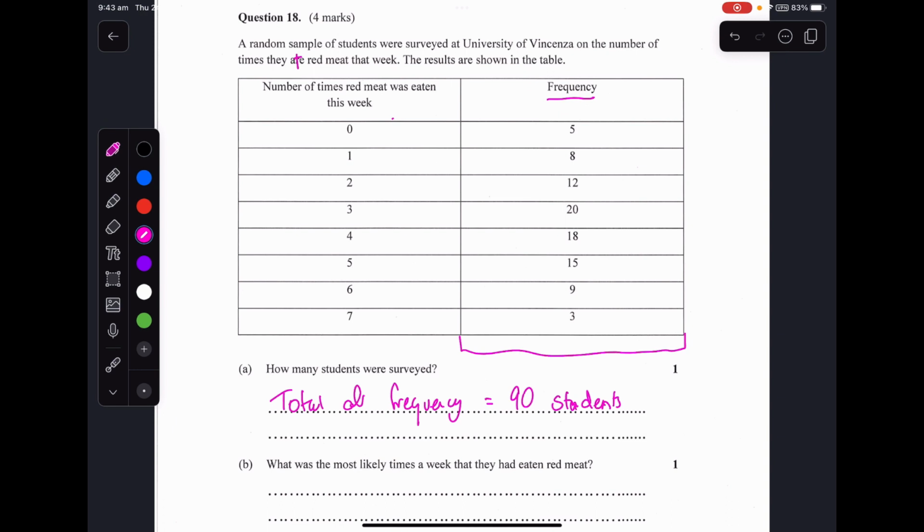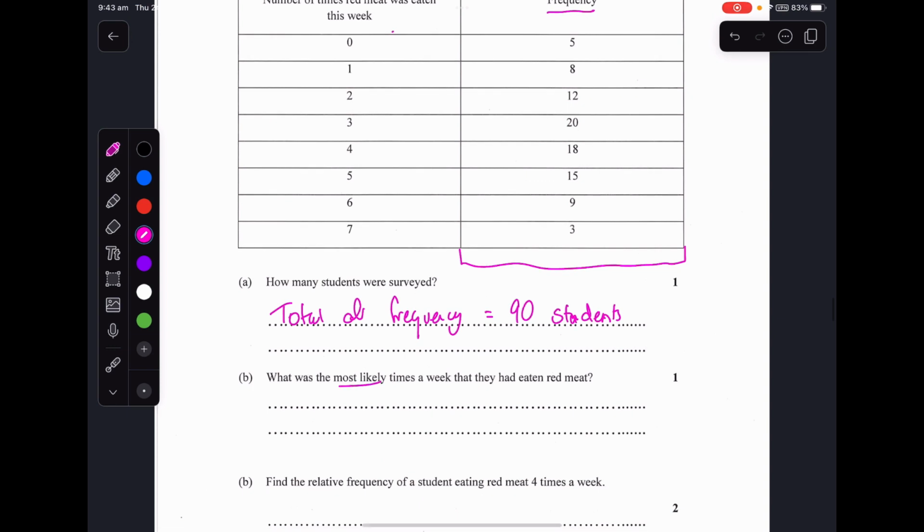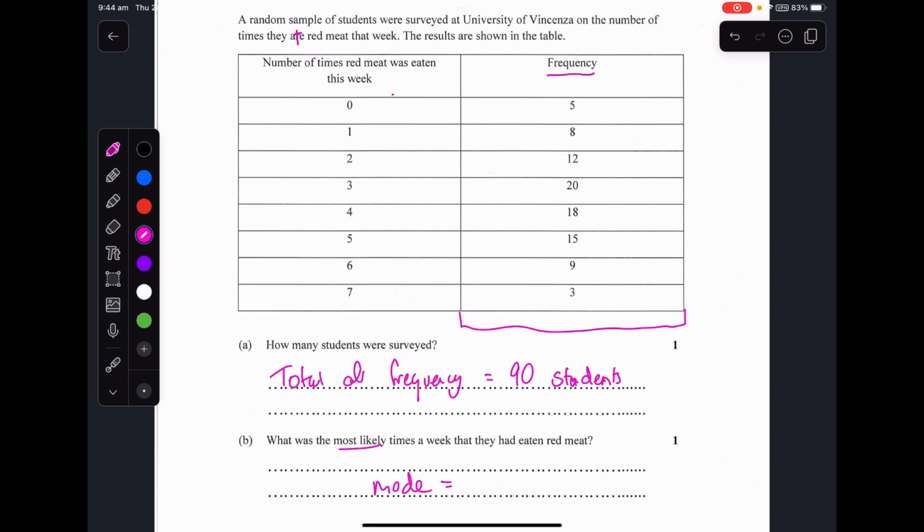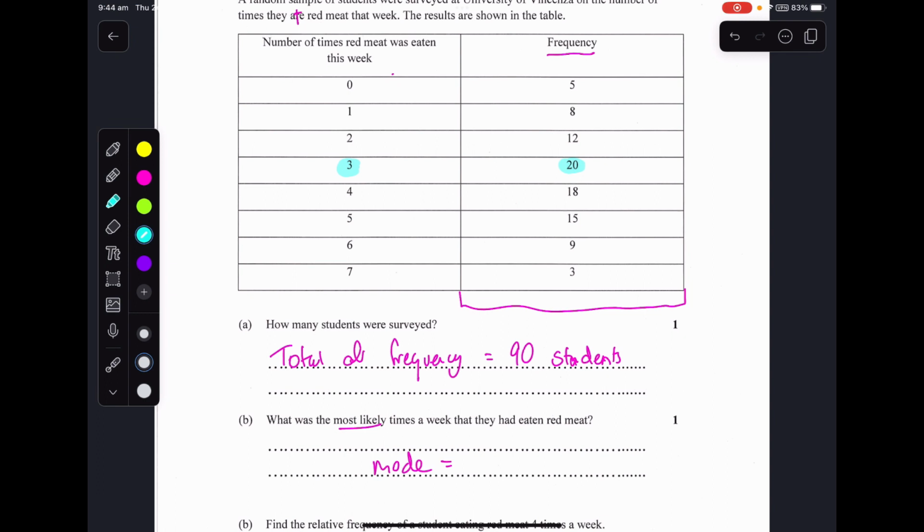Okay. What was the most likely times a week that they had eaten red meat? So most likely we know is our mode. So if you look for your mode, where are we looking? So which one's got the most? 20? Okay, but 20 is not our answer, is it? We want 3. So our mode in this case is 3.